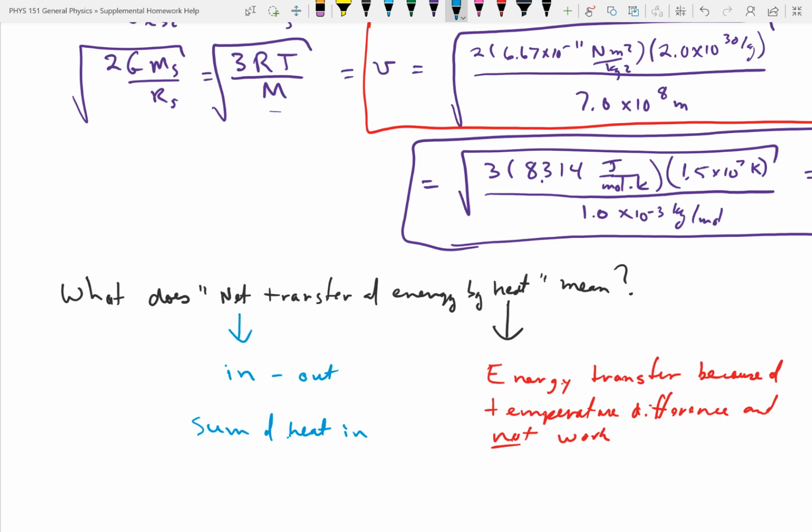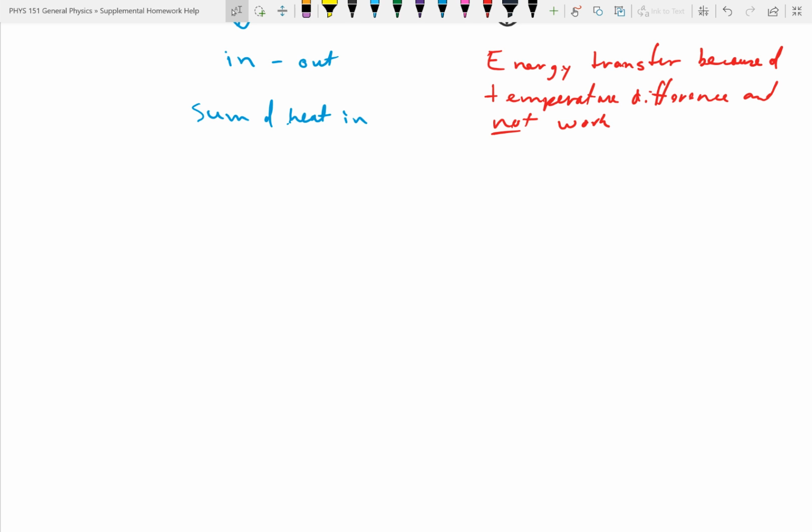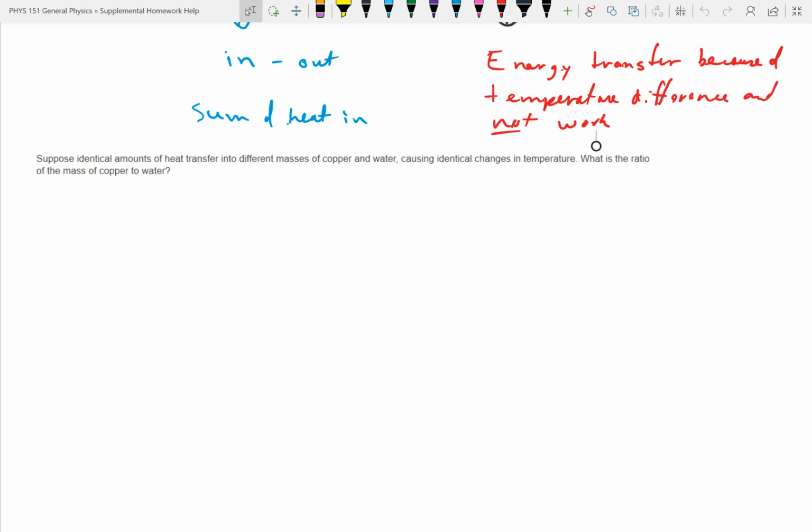Suppose identical amounts of heat transfer into different masses of copper and water, causing identical changes in temperature. What is the ratio? Okay, this one here is a good one for us to do. Come on, no failures. Okay, suppose identical amounts of heat transfer into different masses of copper and water, causing identical changes in temperature.